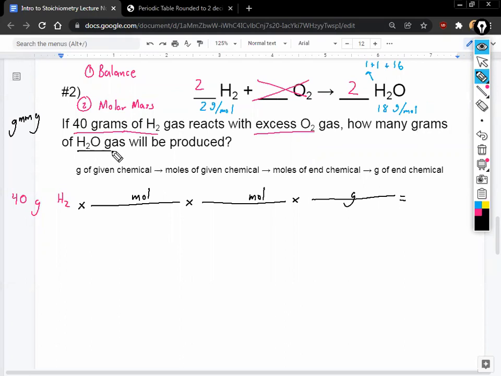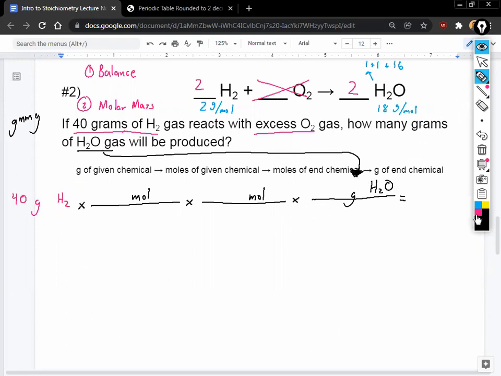Yeah, H2O, grams of H2O. So that's what we're going to end up with right here. So we want to find grams of H2O gas, so that's what we put at the very end of the fractions. Okay, now we just need to plug in what we have into the equation.